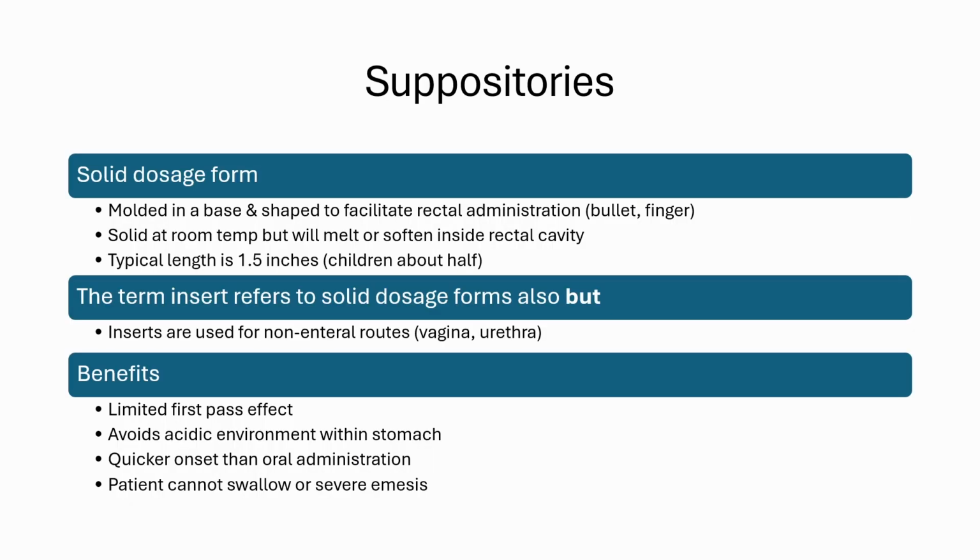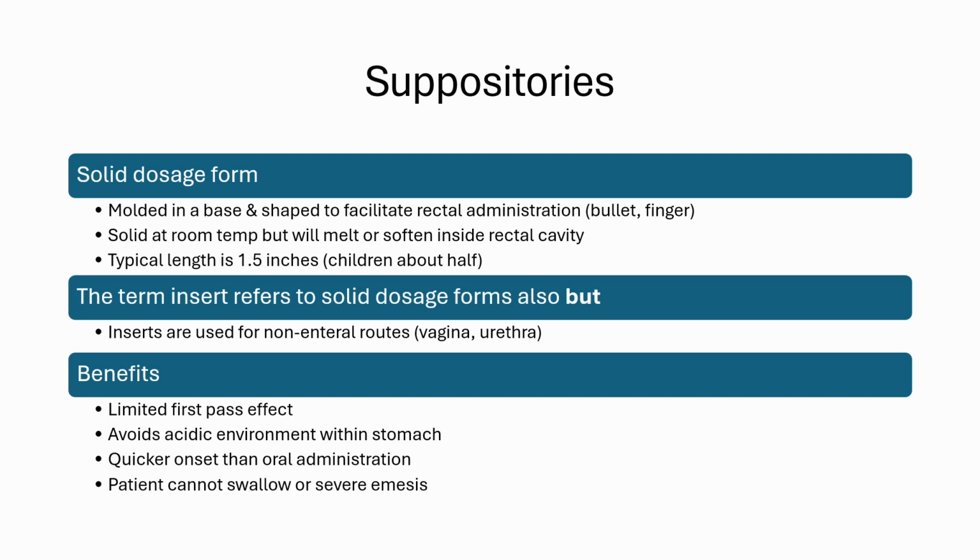Suppositories are solid dosage forms that are molded in a base and shaped to facilitate their rectal administration. They're usually finger-shaped or bullet-shaped. They are solid at room temperature but will melt or soften when inserted into the rectal cavity. Their typical length is about 1.5 inches, but about half of that for children.